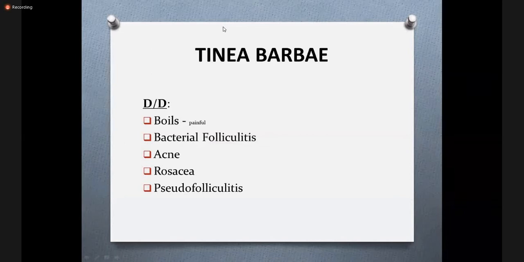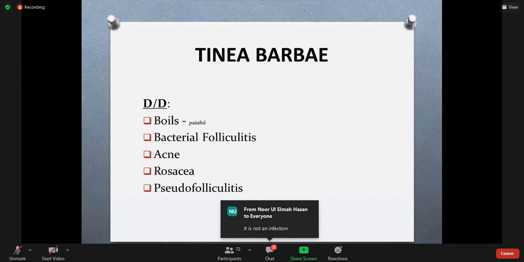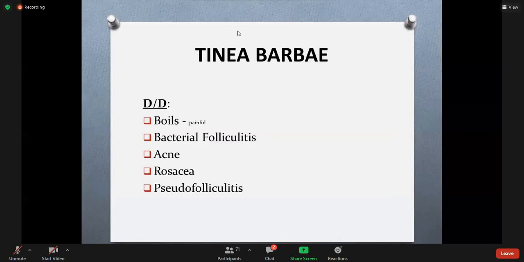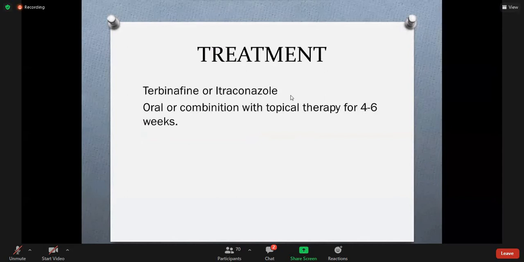Folliculitis is a bacterial infection mostly caused by Staph aureus. While pseudofolliculitis is not a bacterial infection, it is due to ingrown hair. The hair is stuck in the keratin layer and it produces inflammation. It is not a bacterial infection. Okay, the treatment is mainly terbinafine or itraconazole.